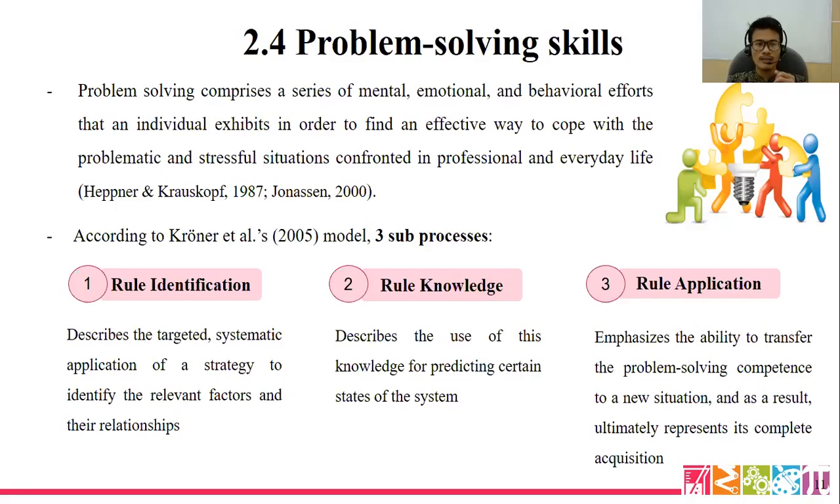First, rule identification describes a systematic application of a strategy to identify the relevant factors and their relationships. And the second, rule knowledge, describes the use of this knowledge for predicting certain states of the system.